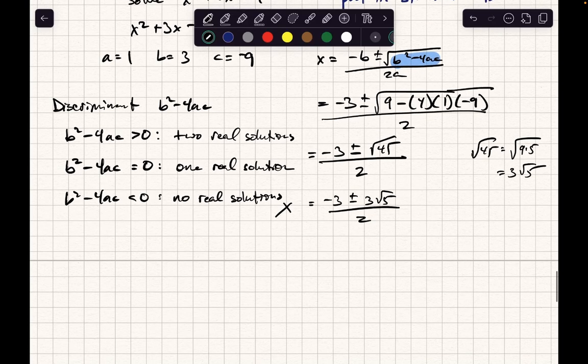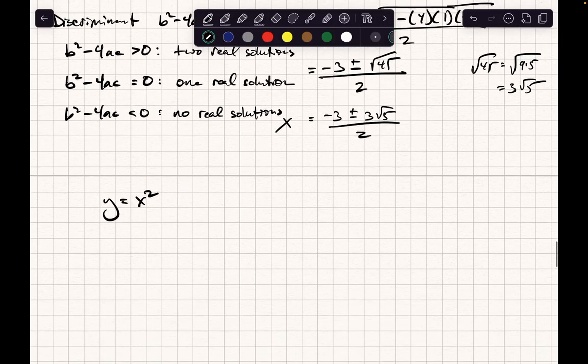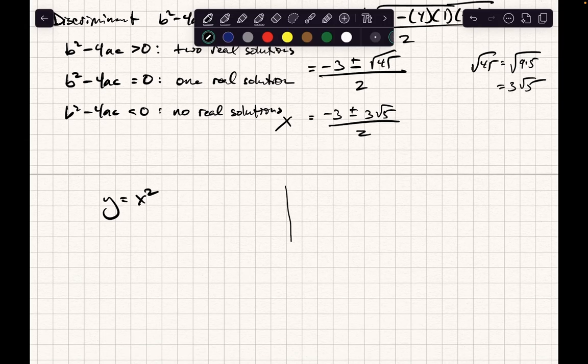So what is... let's see. I just want to look at the world's most simple quadratic. What's the world's simplest quadratic? x squared. Don't need anything else, just x squared. X squared counts. What does that graph look like?